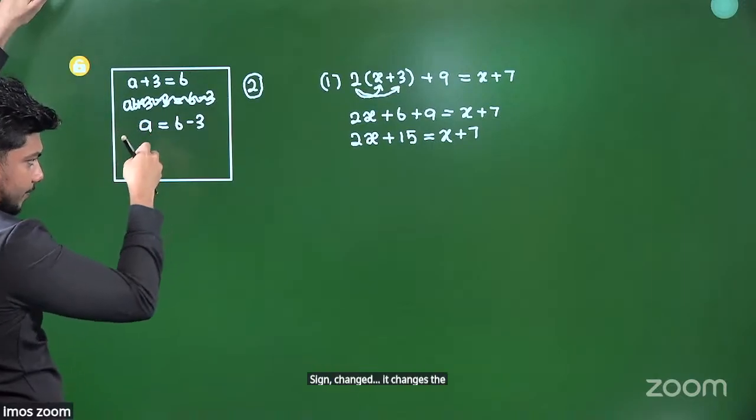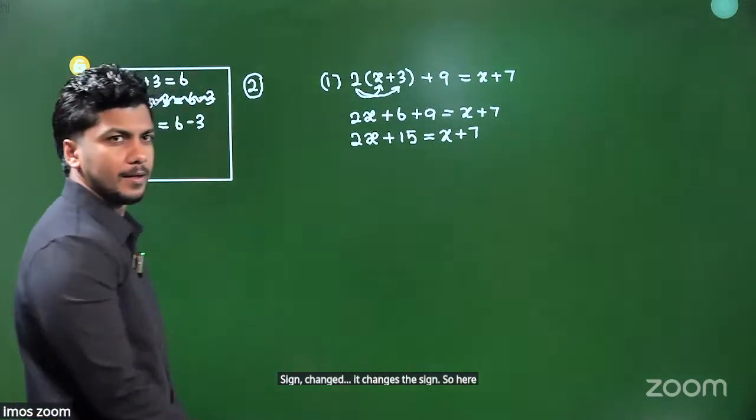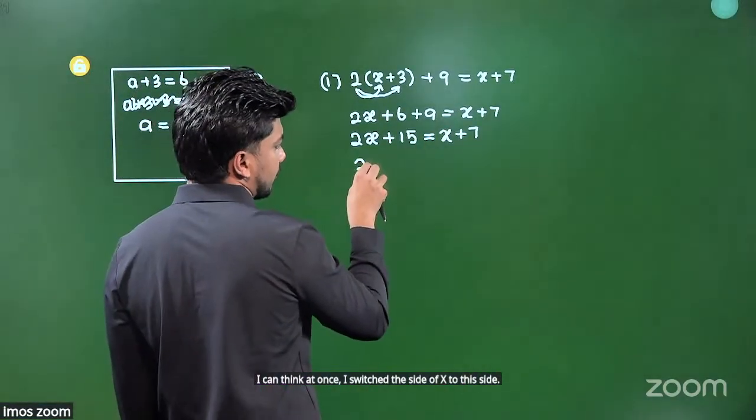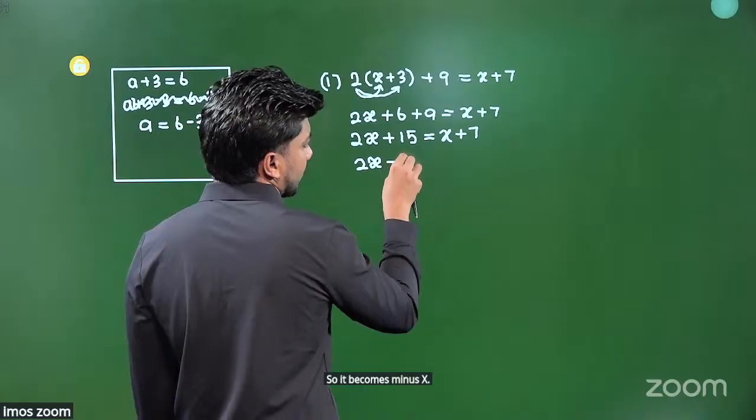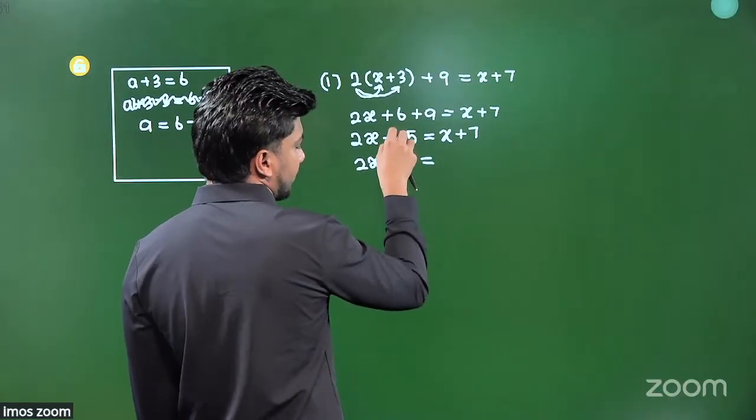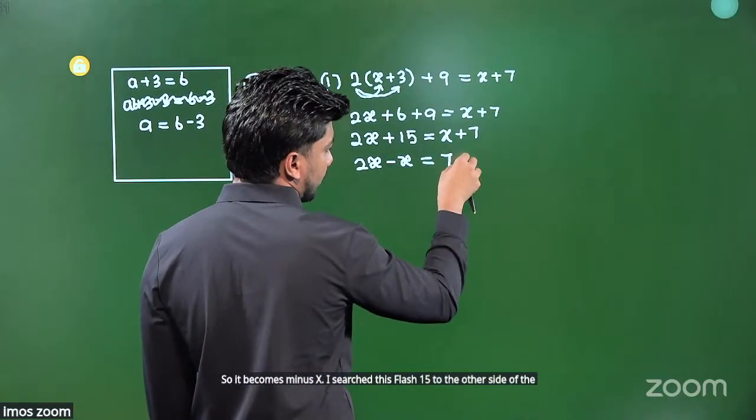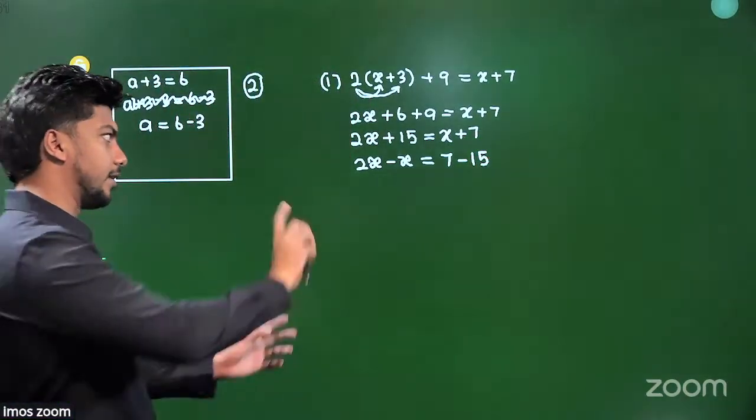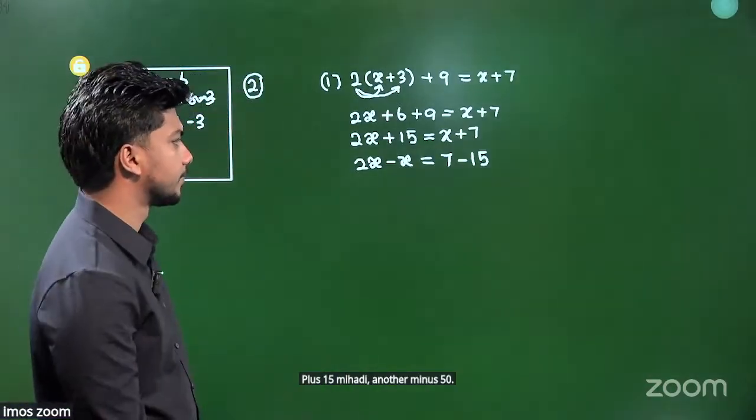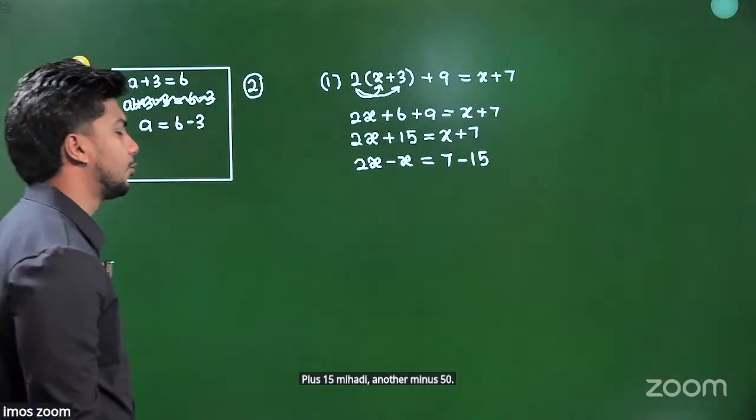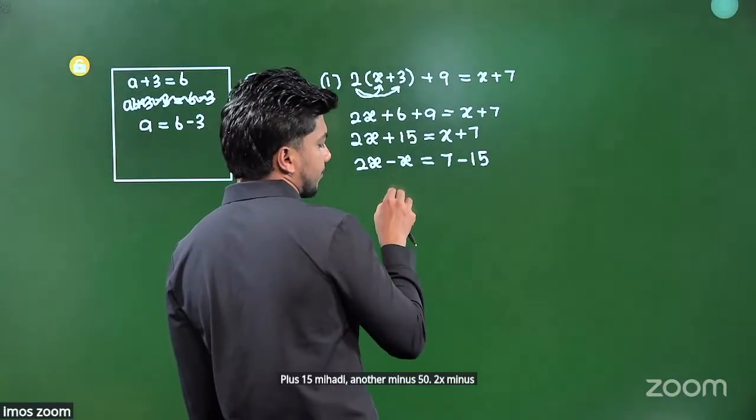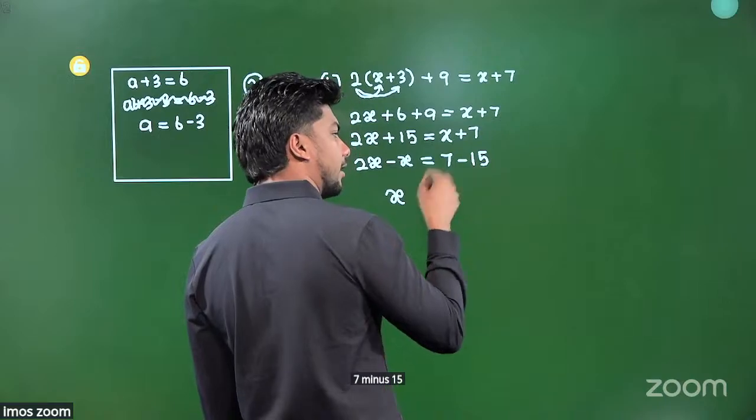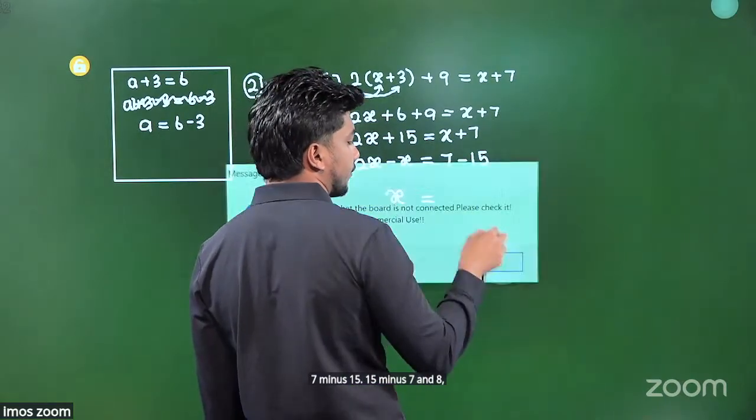When you switch the side, if something switches the side, it changes the sign. So here I can think at once, I switch the side of x to this side. So it becomes minus x. I switch this plus 15 to the other side of the equation. So 7 minus 15. Plus 15 minus 15. 2x minus x, it is x. 7 minus 15, 15 minus 7 is 8, and 7 minus 15 is minus 8.